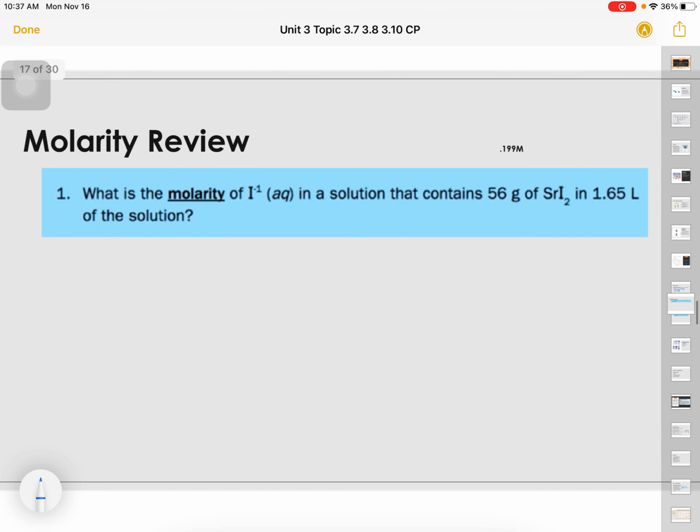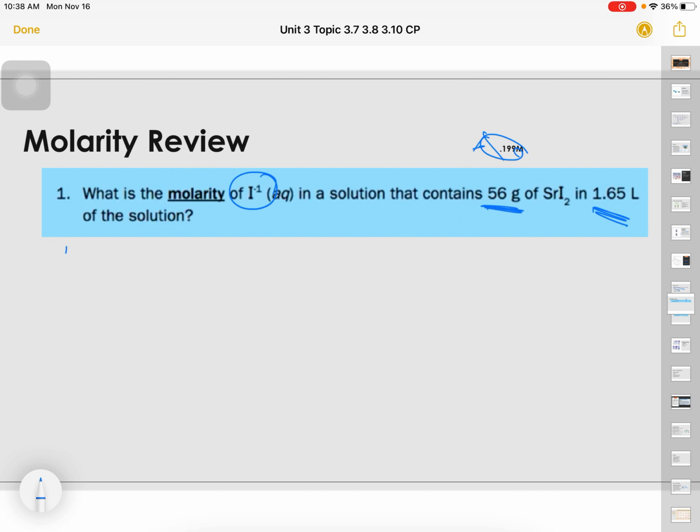Here's another example. What's the molarity of iodide ions in a solution that contains 56 grams of strontium iodide in 1.65 liters? Oh, I think this calculation is wrong, actually. Oh no, that is right, sorry. Okay, so we have a mass and we have a volume, but it's asking us for the molarity of iodide ions, not the molarity of the compound. So there's going to be one more step that we have to take.